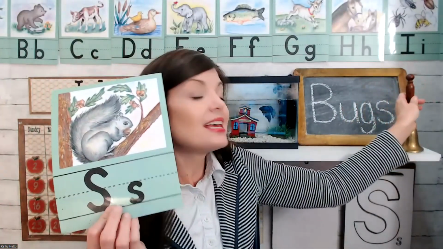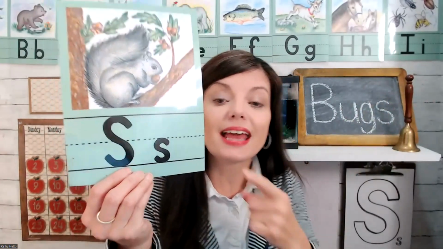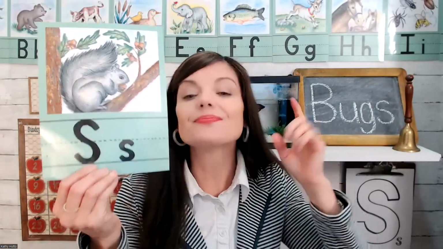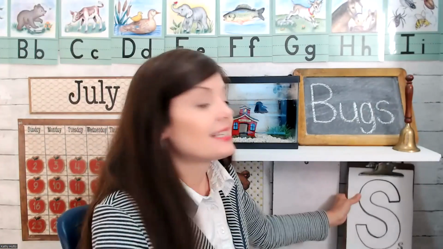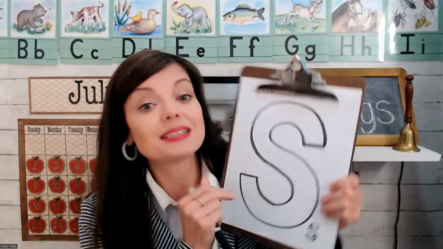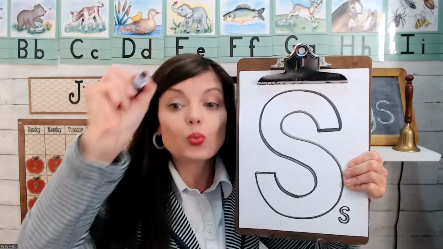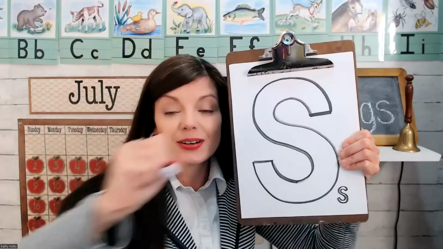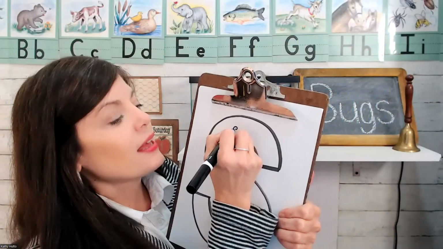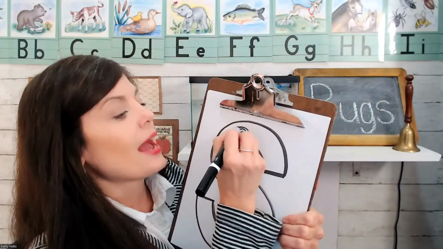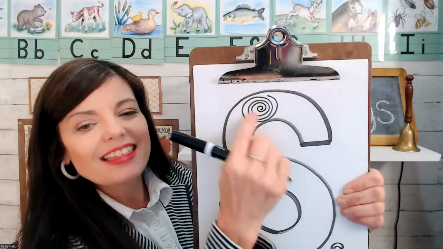Today's letter is S, and S looks like this. Can you say S? S. Well, we're going to decorate the letter S today with spiders' webs. So let me show you how. We're going to just swirl around and around and around like this. Let me show you. Start in the middle and then just go around and around. Keep going around and around and around, just like that.